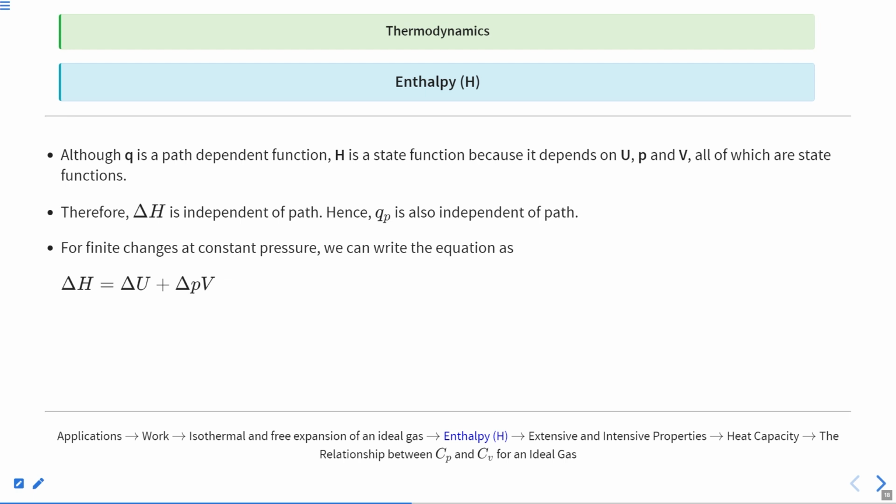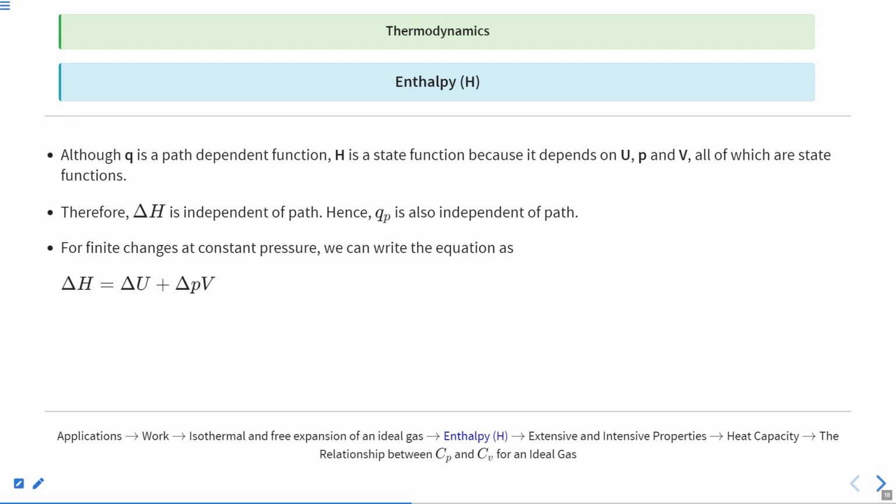Therefore, delta H is independent of path and QP is also independent of path. So here is the twist: since you're at constant pressure, the heat is called enthalpy. Therefore, when the heat change is occurring at constant pressure, we call it a state function. So in the general case, we call the heat a path function.